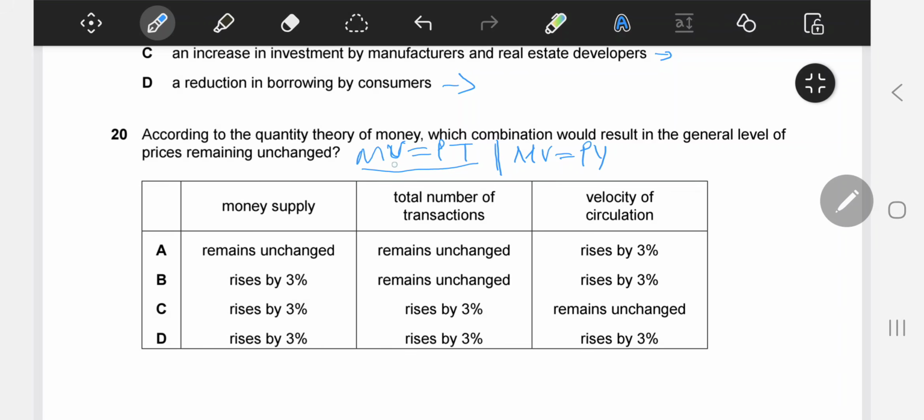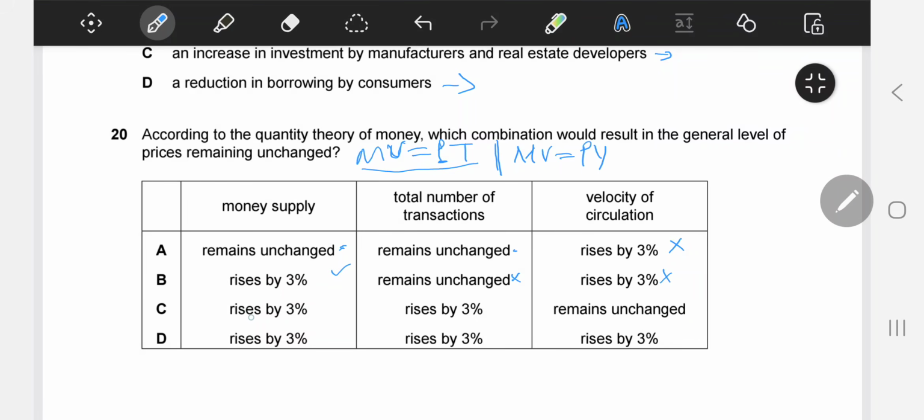So they are saying that the general price, so P, is remaining constant. So if money supply remains unchanged, transactions must remain unchanged. But if velocity is increasing, then this formula is going to be not valid. Okay, so money supply for B is rising. Number of transactions remains unchanged. This one will be wrong because if money supply is rising, number of transactions must also rise. So that one is out.